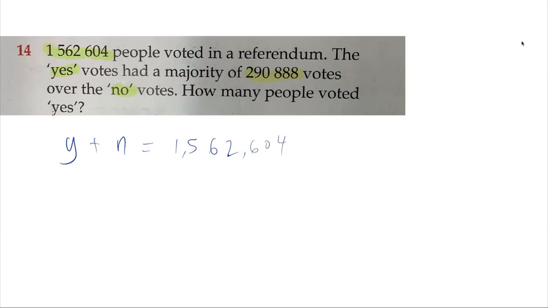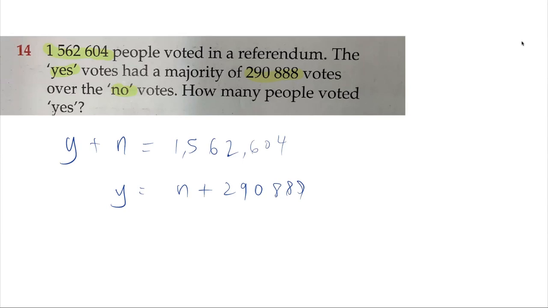Now, the next equation is a little bit trickier. Remember, what that is saying is that the yes votes are 290,888 more than the no vote. So the way of writing that is: yes is equal to the no vote plus the 290,888. Excuse me, I sneezed on video. That's not good. So there it is. Just look at that majority. Remember, it means more than. So this is an algebraic way of saying the yes vote is equal to the no vote plus that amount.